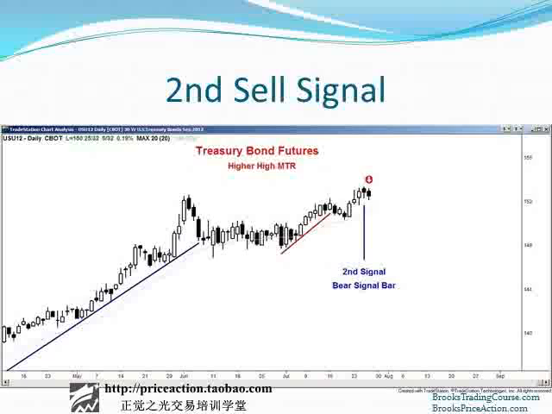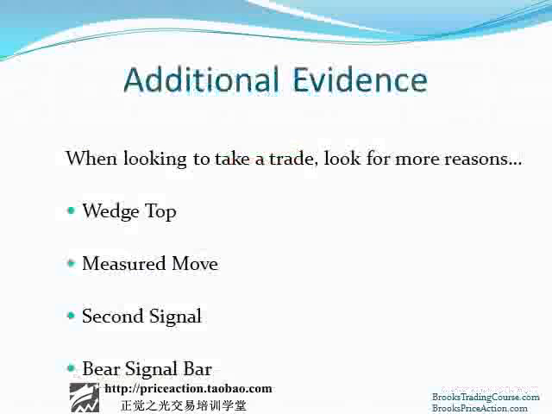What's the probability? Doesn't matter. It's at least 40 or 50%, and the context is good. So we have good context and a decent signal bar, a bear body, and that is an okay short. Additional evidence: whenever you're looking to take a trade, always look for additional reasons. Like a wedge top, a measured move, a second signal, a bear signal bar. Well, we have a second signal and we have a bear signal bar.